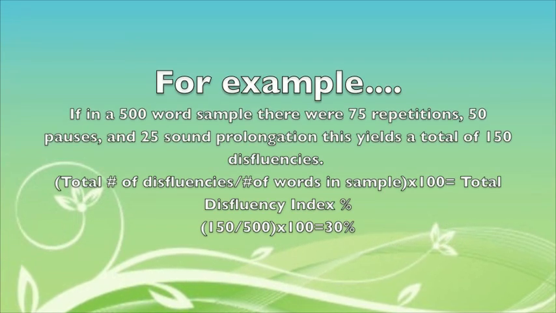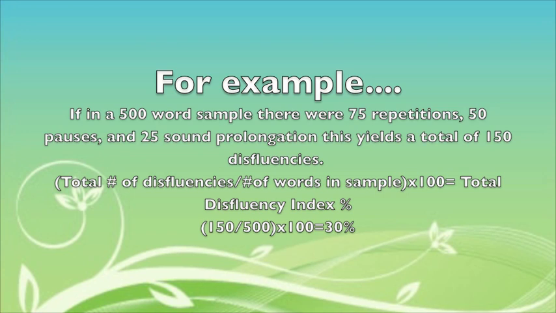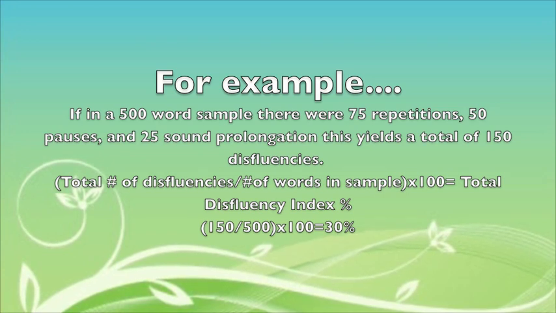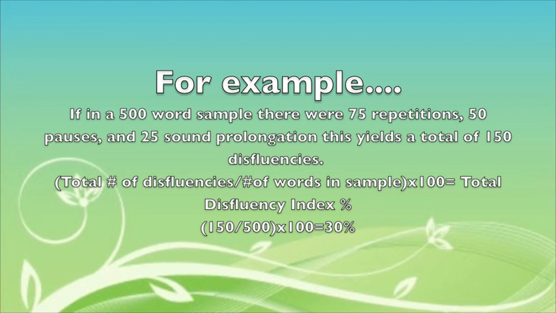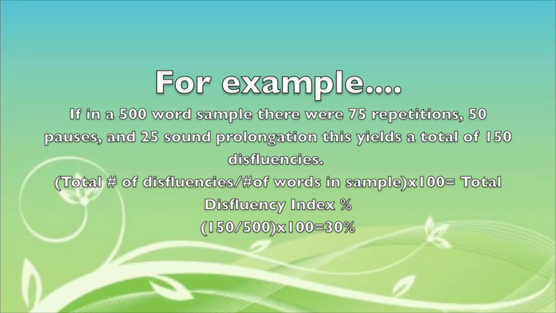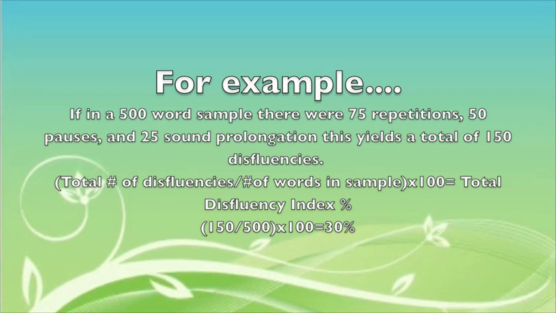For example, if in a 500-word sample there were 75 repetitions, 50 pauses, and 25 sound prolongations, this yields a total of 150 disfluencies. To calculate the disfluency index, the total number of disfluencies is divided by the total number of words in the sample. This number is then multiplied by 100 to get the total disfluency index percentage.